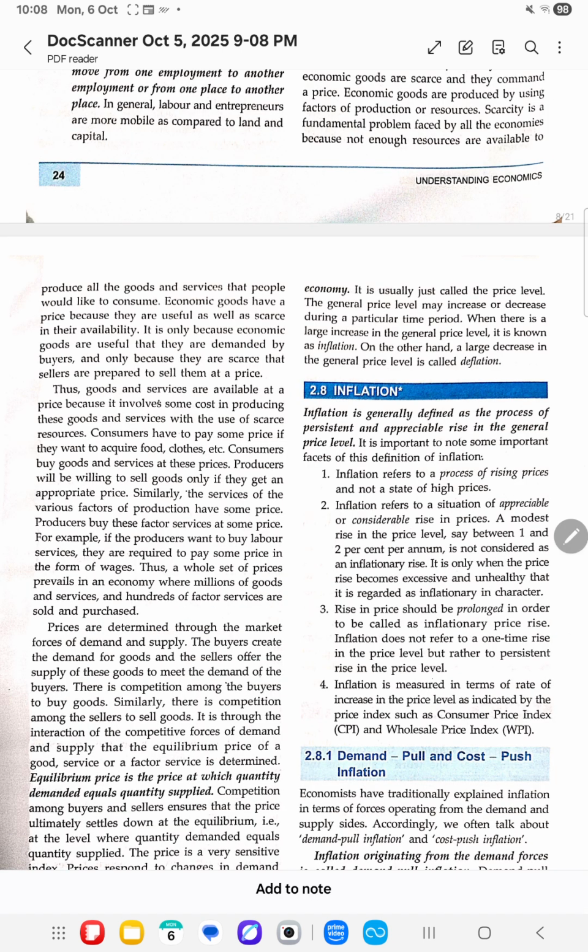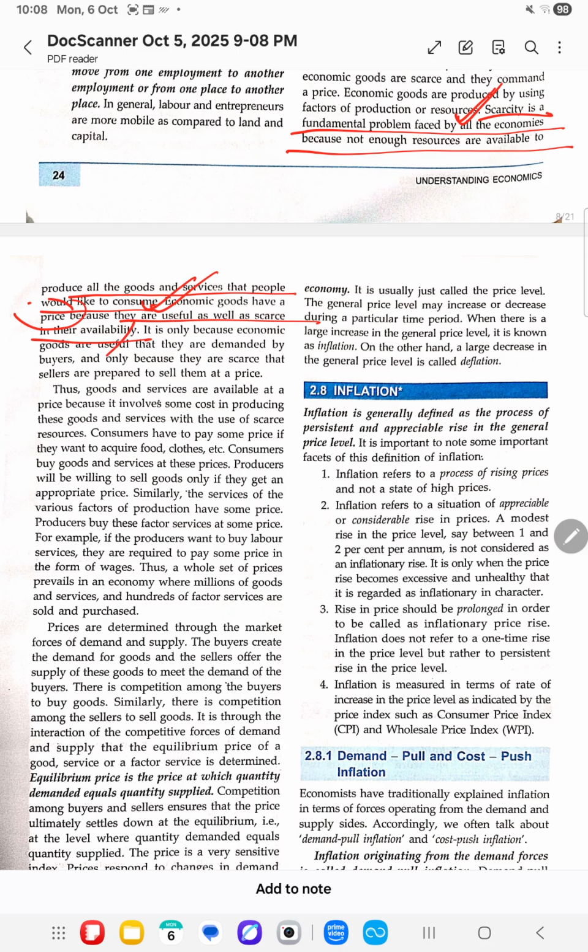Next up, we do have the next part, but before that, under price, please mark this part as well: scarcity is a fundamental problem faced by all economies because not enough resources are available to produce all the goods and services that people would like to consume. Economic goods have a price because they are useful as well as scarce in their availability.